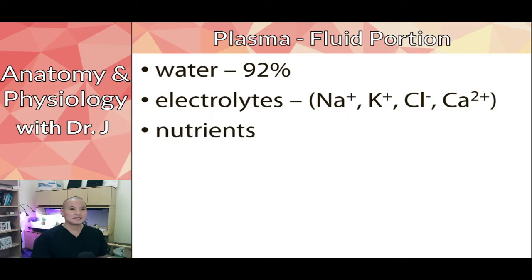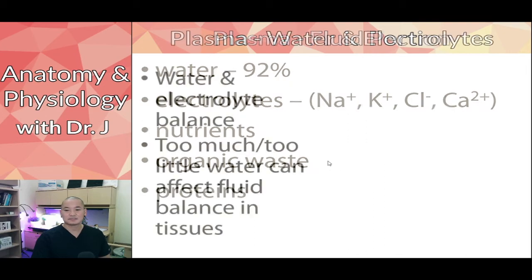And then you have many types of nutrients, and if you don't know what the basic types of macronutrients are, go back to chapter 3, I believe, or was it chapter 2? Whichever one had the macros. I think it was chapter 2, near the end. And also organic wastes and also proteins.